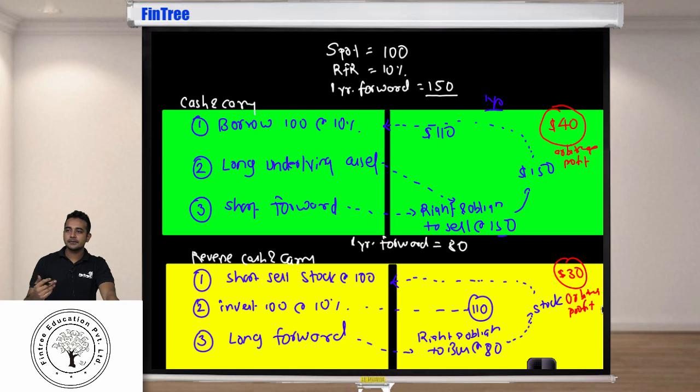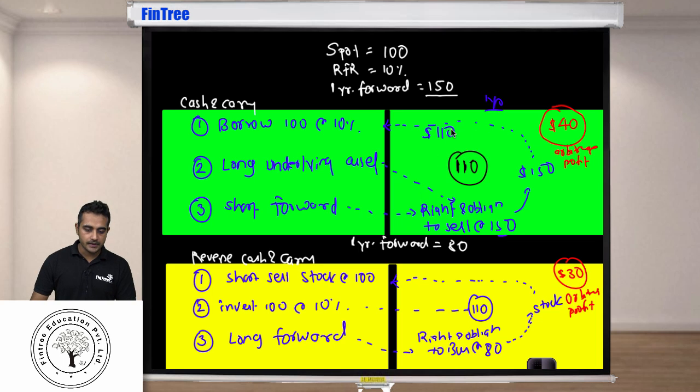Which means if the forward price is more, there is a cash and carry arbitrage. If the forward price is less, there is a reverse cash and carry arbitrage. In both cases, what do you think would have been the price at which there was no arbitrage? 110. So imagine the forward price was 110. If it is 110, you will sell at 110, you will give back 110 to the bank, no arbitrage. If the forward price was 110, that is the money the bank will give you, that you will use to buy, and then you will give back the stock. In both cases, no profit.